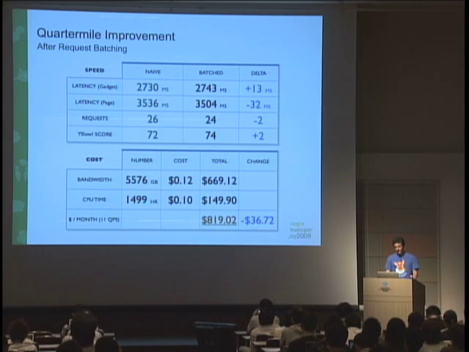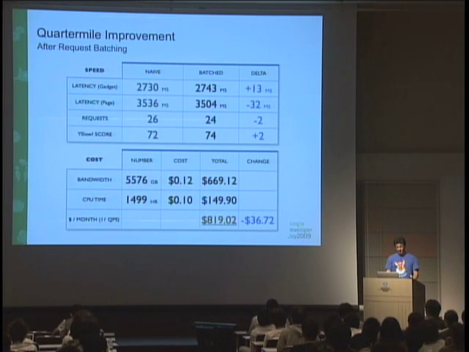So this is the effect of batching. We have fewer requests, and we have a slightly better score. And especially what's important is that we're reducing the cost in terms of bandwidth.